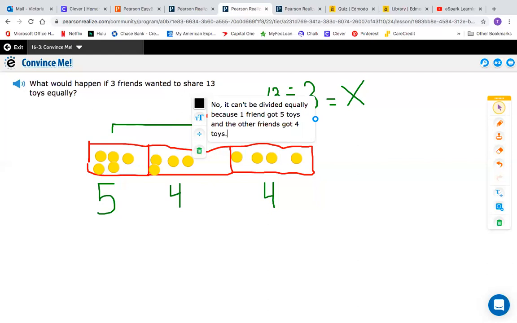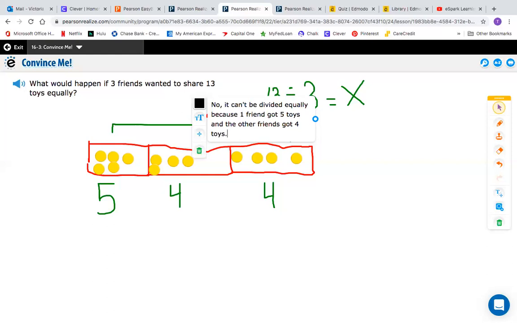Also, a lot of the time, it's easier to be able to tell as soon as you start passing it out. I just did 12 divided by 3 and I got an equal. Now, if I add one more, 13 divided by the same number, I know I'm going to be off by 1, okay? So if you get any questions that ask if you can divide them equally, you would just say no. It can't be divided equally because one friend got 5 toys and the other friend got 4 toys.